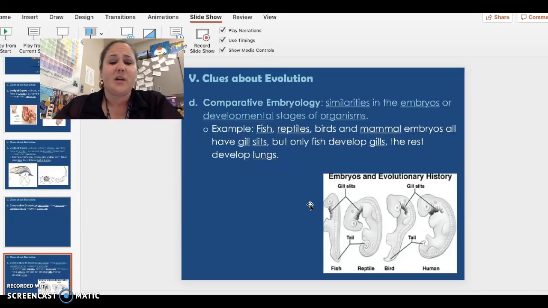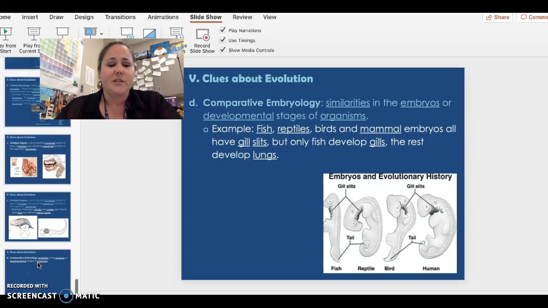So examples, fish, reptiles, birds, and mammal embryos all have gill slits during development, but only fish actually keep them. The rest have the gill slits turn into lungs. So that means you had gills at one time during development in your mama's belly. They did not work, so don't get excited, but you did have gills. So if you look at this picture right now, these are all embryos. Look how alike they look. And that is a human, a bird, a reptile, and a fish, all at a certain stage of development, and they all have gill slits. So that's comparative embryology. Again, if you look at the terms, don't get panicked.